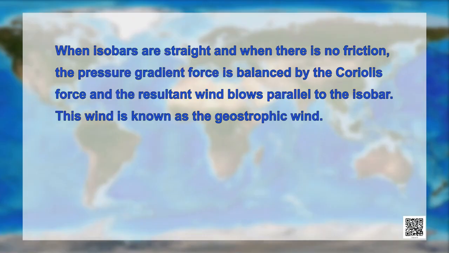Frictional force affects the speed of the wind. It is greatest at the surface and its influence generally extends up to an elevation of 1 to 3 km. Over the sea surface, the friction is minimal. When isobars are straight and when there is no friction, the pressure gradient force is balanced by the Coriolis force and the resultant wind blows parallel to the isobar. This wind is known as the geostrophic wind.